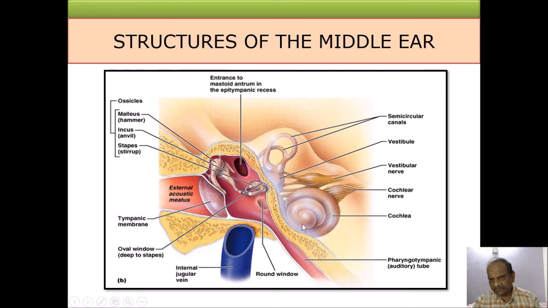You will find that out of these rounds, two are complete and one is three-quarters, so it is two and three-quarter rounds of this structure, which we call the cochlea. Its function is the perception of sound. The second part is the semicircular canal, which consists of the vestibular apparatus.